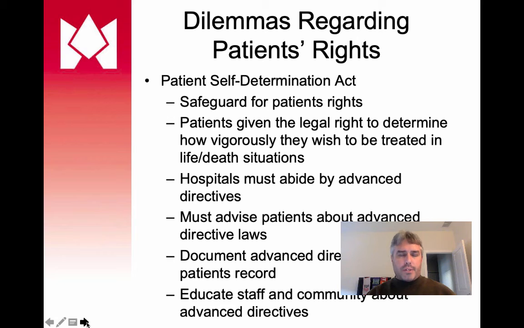Dilemmas regarding patients' rights. So we talked about this Patient Self-Determination Act in Chapter 6. That is in place to safeguard our patients and their rights. Patients are given the legal right to demonstrate how vigorously they want to be treated in life and death situations. That's those advanced directives. That's when you have the person write down, if I'm in this situation, this is what I want. If I stop breathing, I do or I don't want a breathing tube. If my heart stops, I do or I don't want you to try and save my life. And that third bullet point there can be difficult at times, difficult for staff, difficult for family, right?